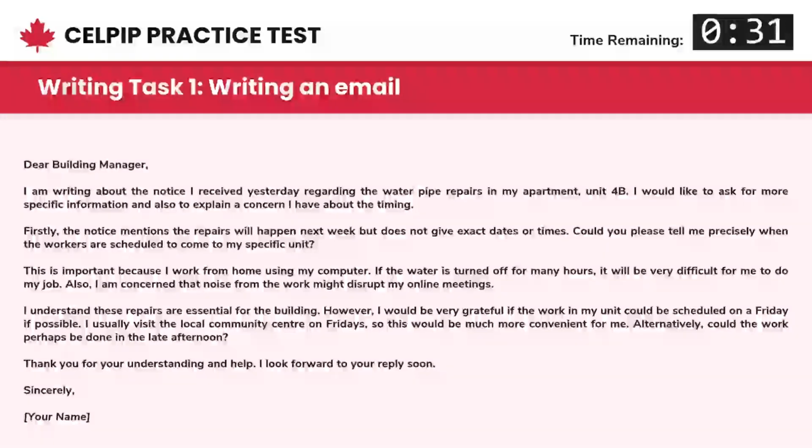To help connect ideas, the writer uses simple linking words such as "firstly," "also," and "however," which make the email flow logically. The writer also correctly uses two helpful B2-level words, "essential" and "convenient." Additionally, the use of "community center" is a good example of Canadian spelling.